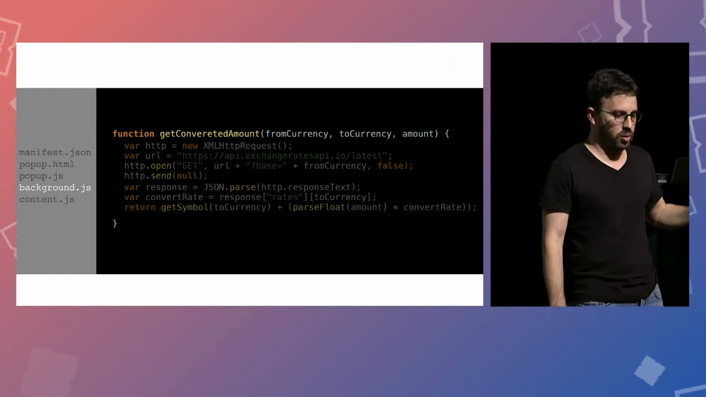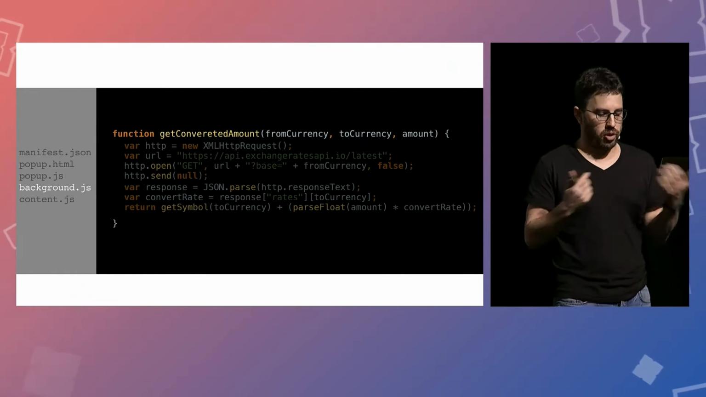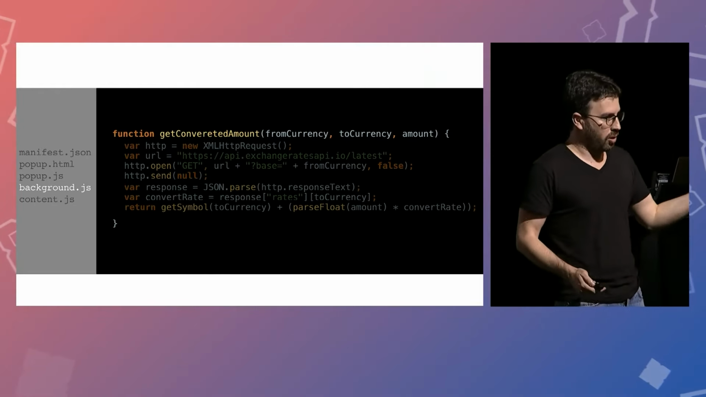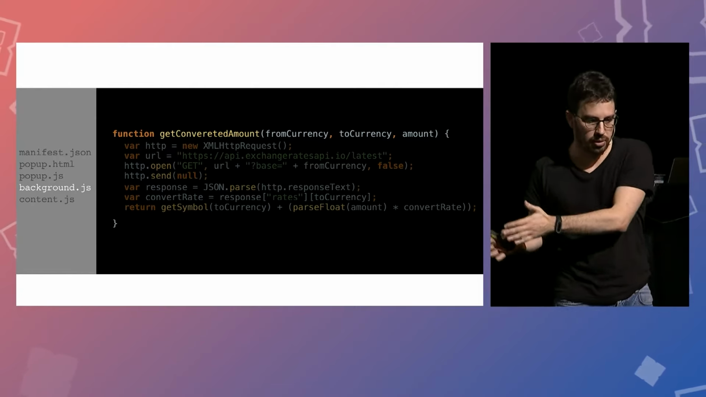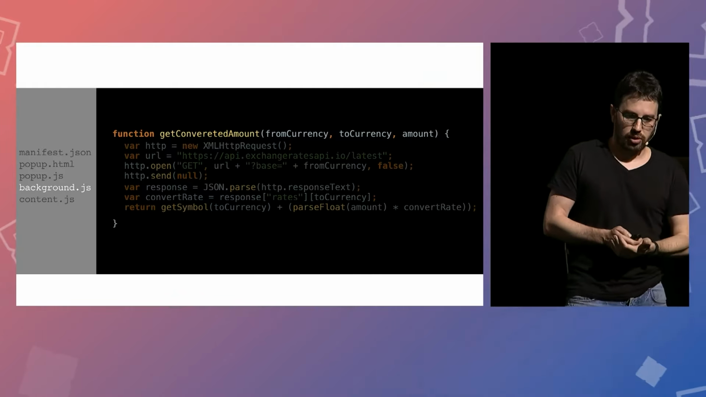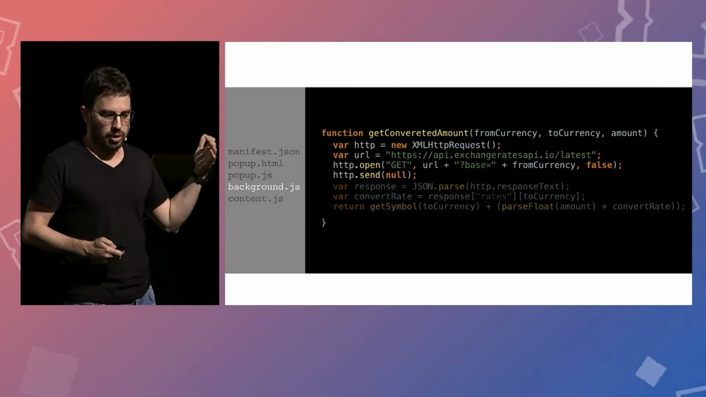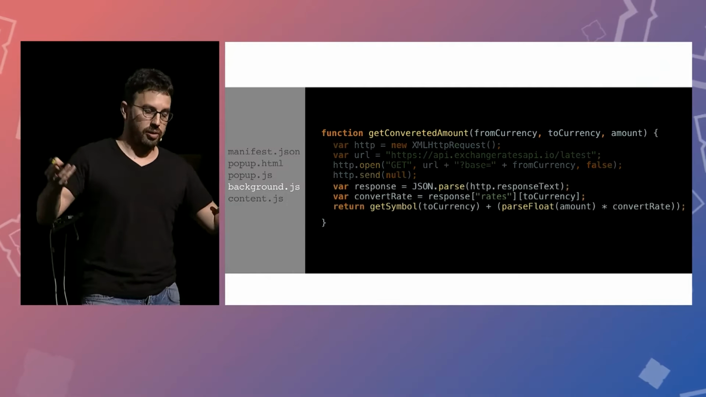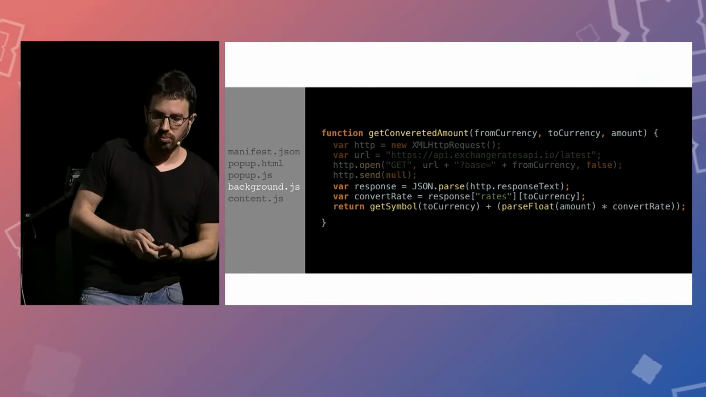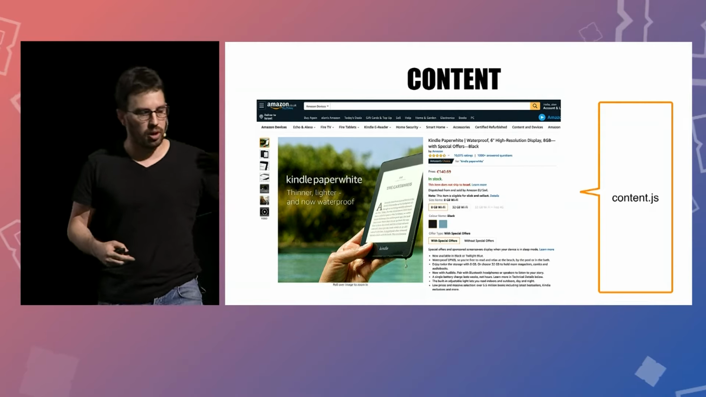Cool. So also, in the background.js, we have the conversion function. The conversion function gets three parameters, from currency, to currency, and amount, and it returns the new currency and the new amount. As you can see here, it's an XML HTTP request to an external site that returns all the currencies. Once it's returned, we do some simple math just to make the conversion and return it back. So that's for the core context.